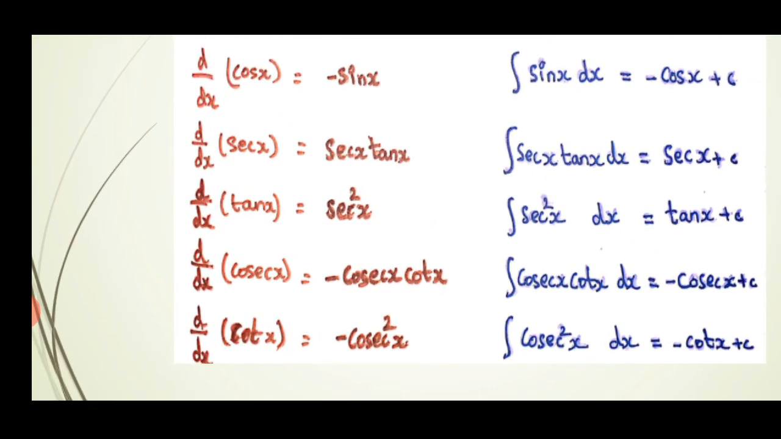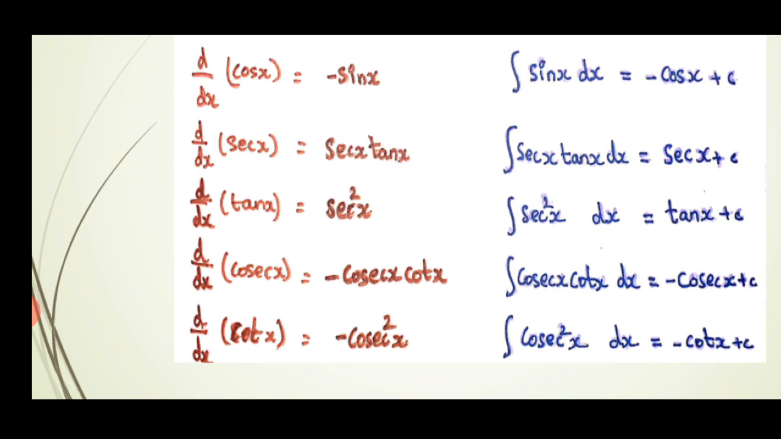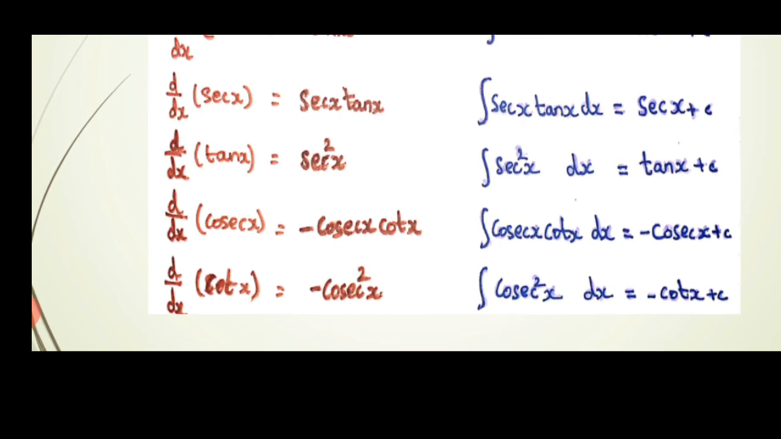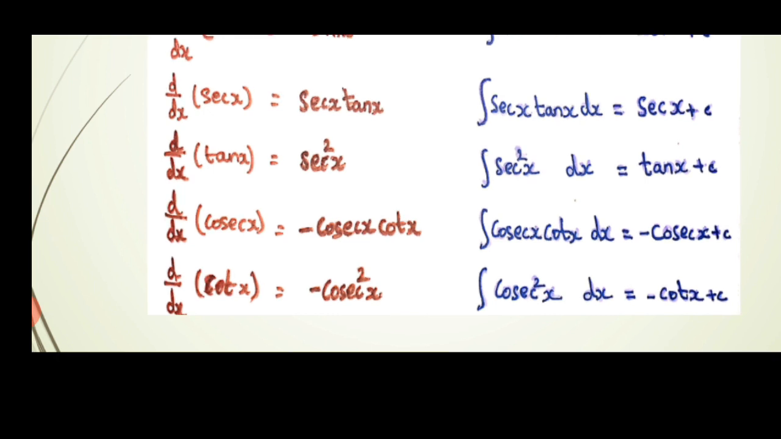So when you integrate sin x, the minus is missing, so in the answer part, you add a minus. So minus cos x. The derivative of secant x is what? Secant x tan x. So when you integrate secant x tan x, what do we get? Secant x plus c, right?